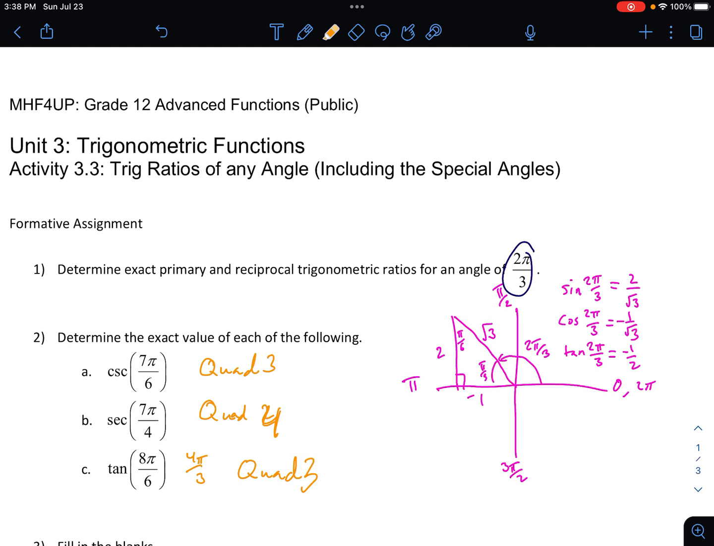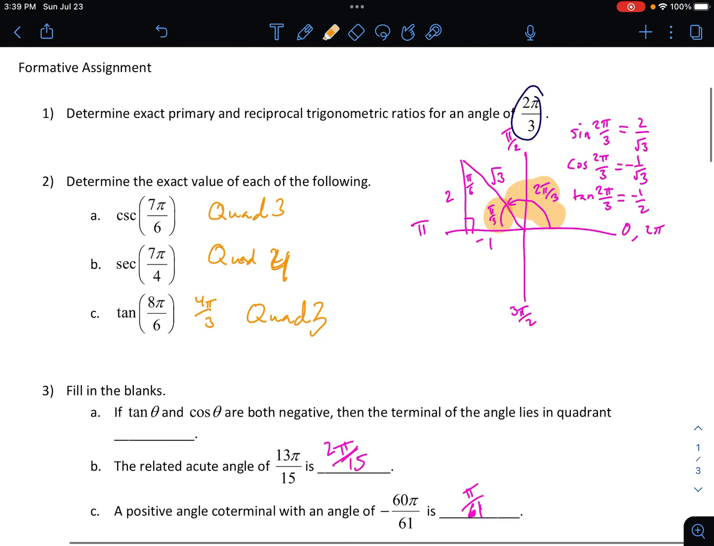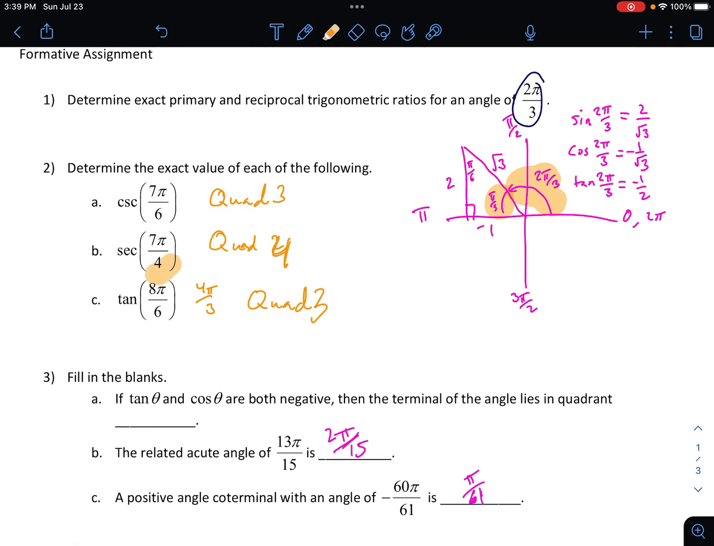And when you're doing it here, what's left over? If this piece from here to here is 2 pi over 3, that means the remaining piece is pi over 3. And the same thing for when you're looking at where these other ones would be.